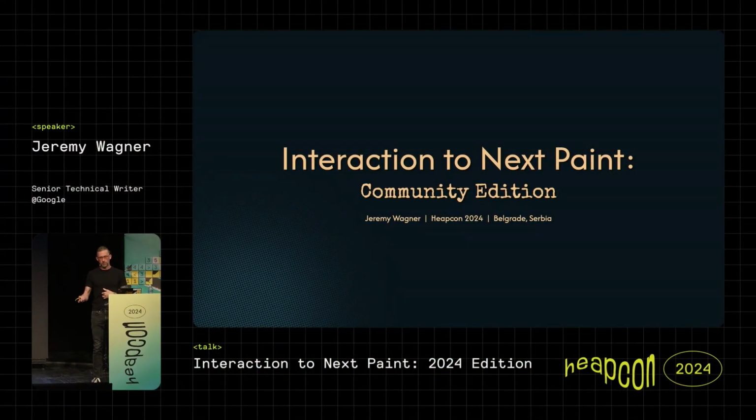Rather than simply going over the metric and how it works and talking about things you can do to improve it on your website, I'm going to be taking a bit of a different tack by focusing on the community's attempts to understand INP issues on their websites and how me and my other teammates at Google's Web Performance Developer Relations team approach thinking about the web performance community's reaction to this metric.